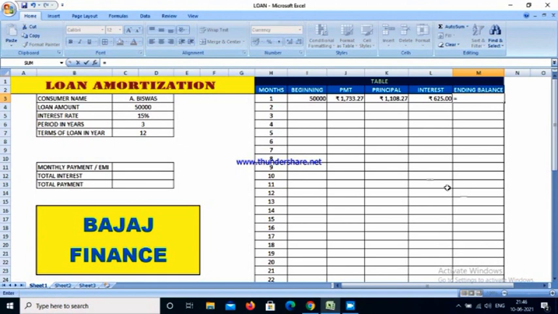Put the equal to symbol, click over here 50,000, put the subtraction operator, click over the principal amount and press enter. So after deducting the interest amount from the per month turn amount, you will get your ending or closing balance amount. How to get it?